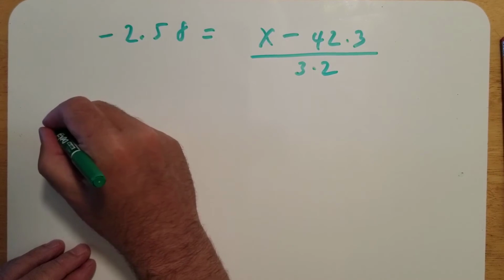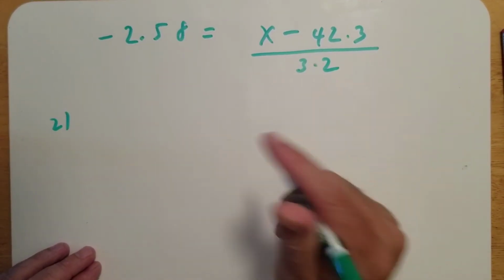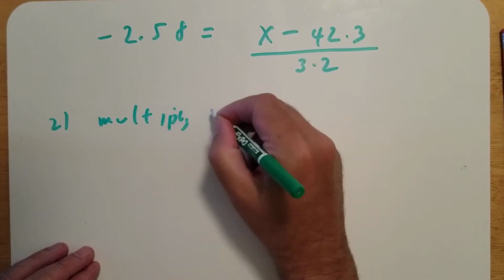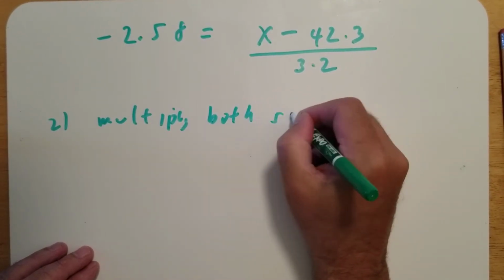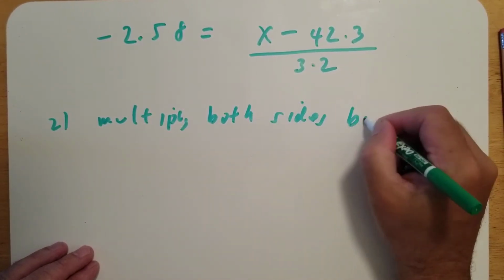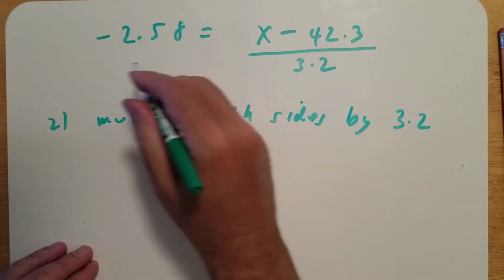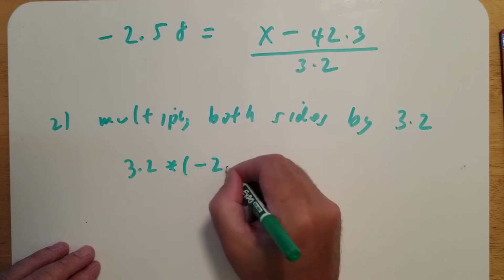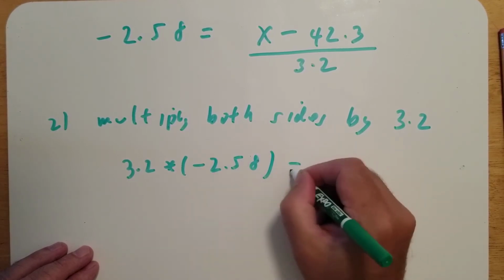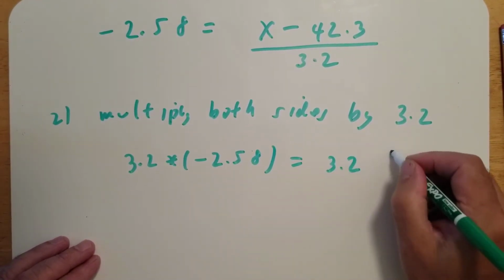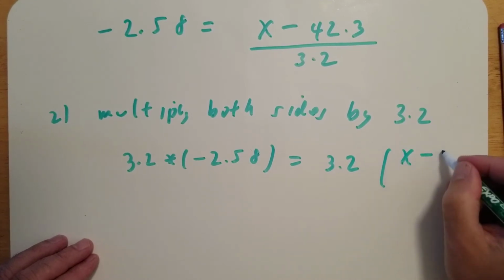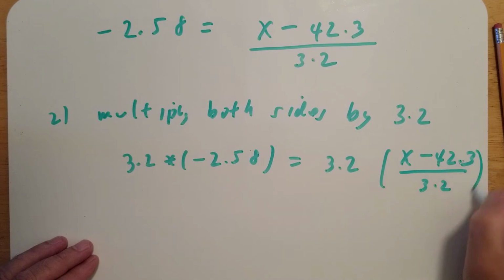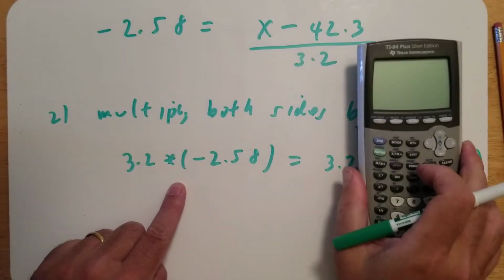The next step is I'm going to multiply both sides by this denominator, 3.2. So I have 3.2 times negative 2.58 equals 3.2 times x minus 42.3 over 3.2. This I'm going to do on the calculator.